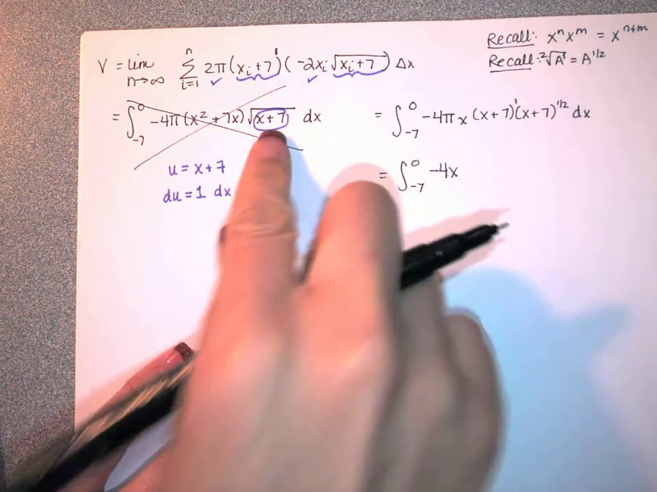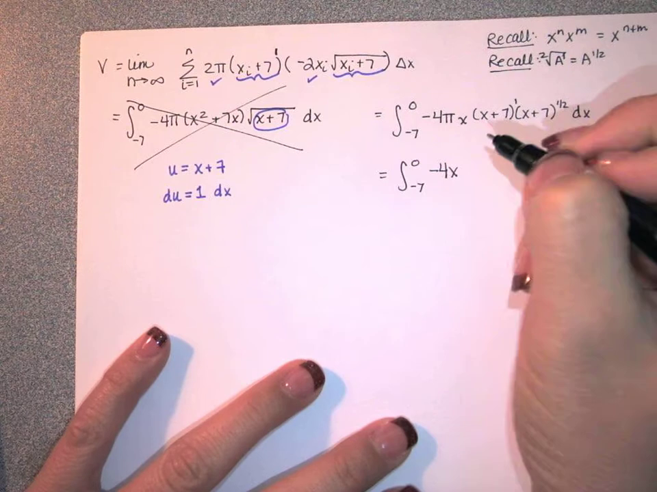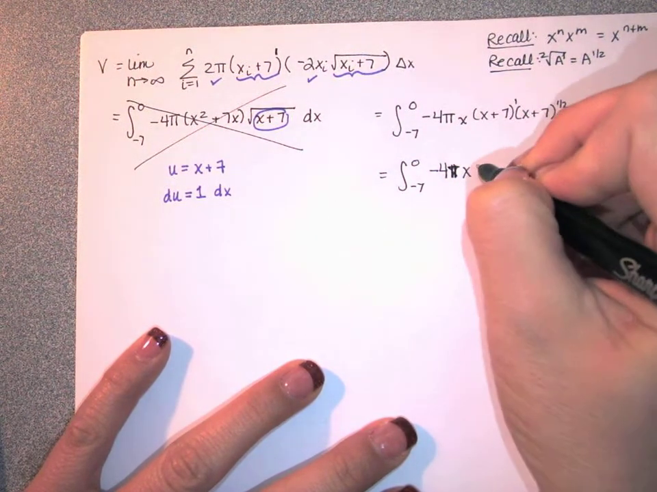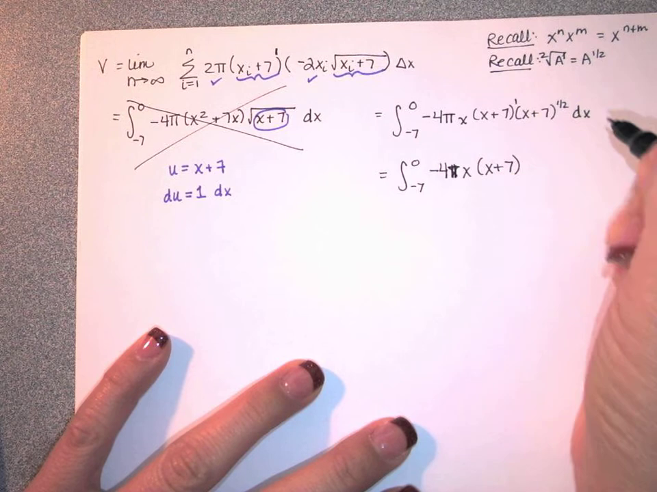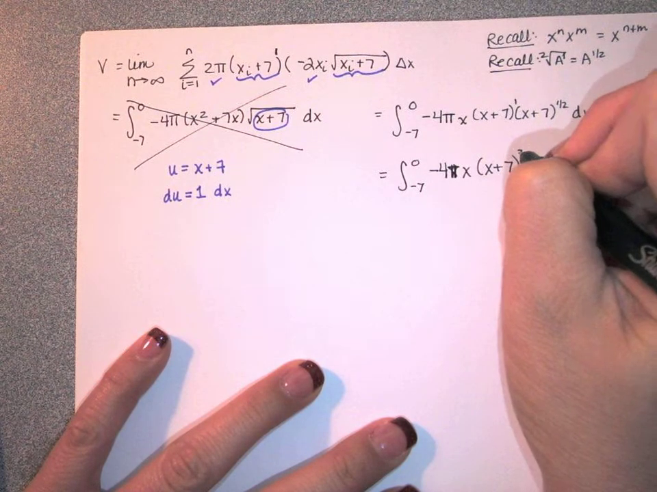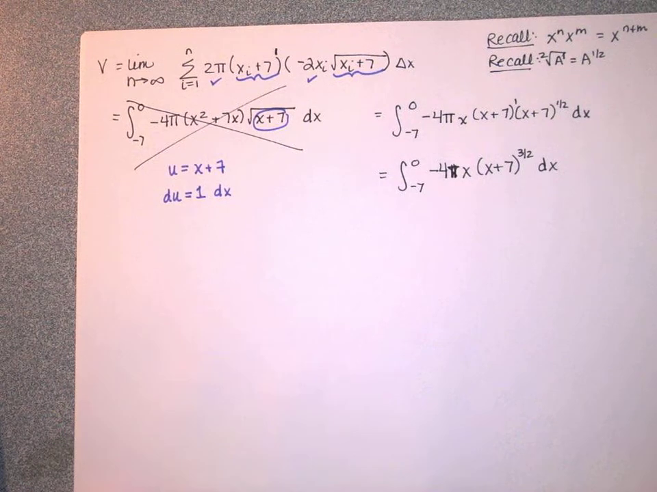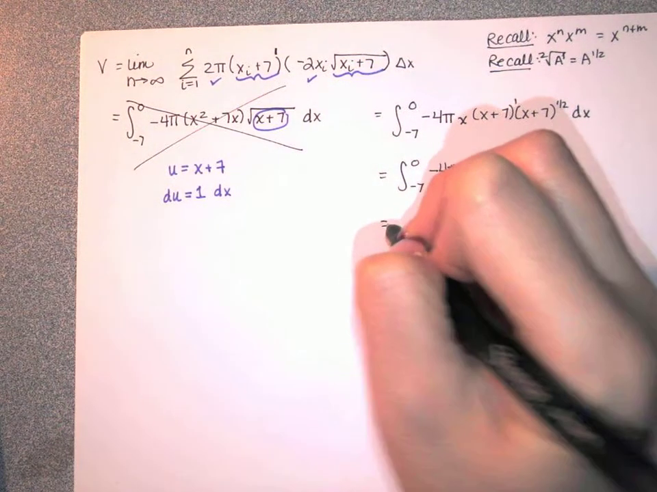This is going to be much more efficient than what I was thinking I had to do over there. So we've got -4 pi times x, times x plus 7 to the 1 plus 1/2 is 3/2, dx. Okay, now we're going to do our fancy u sub.